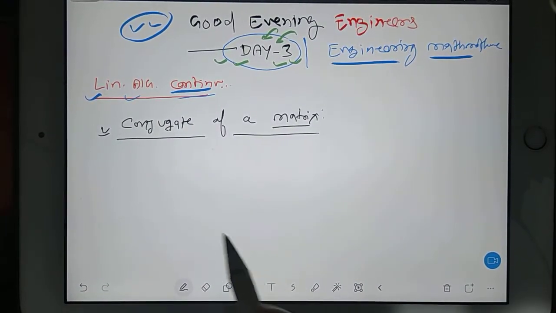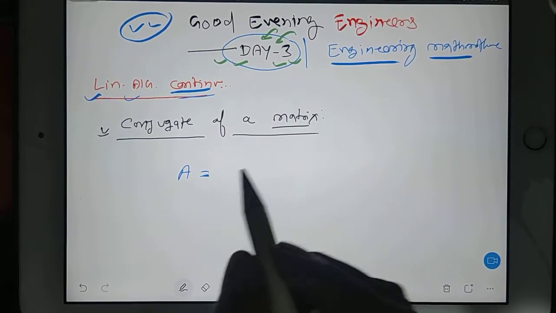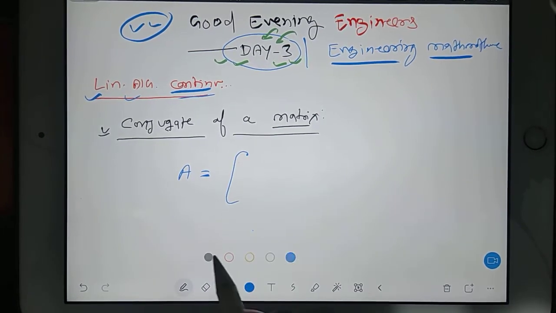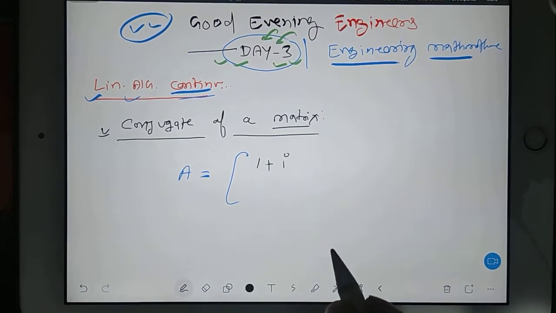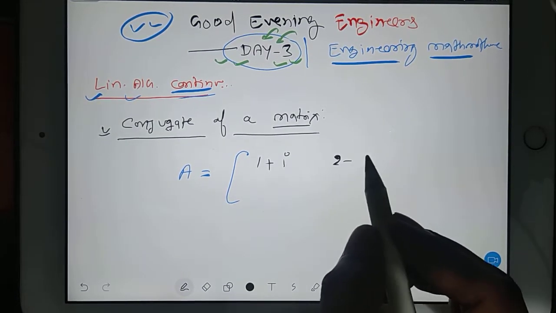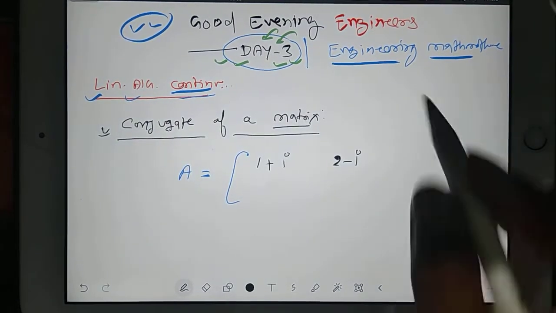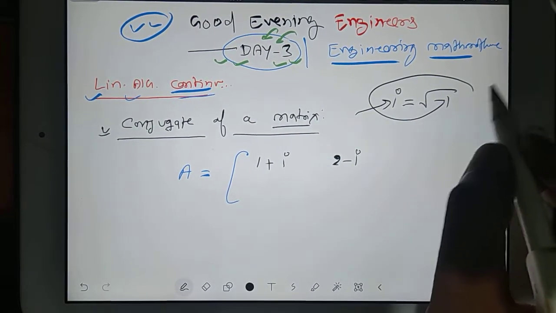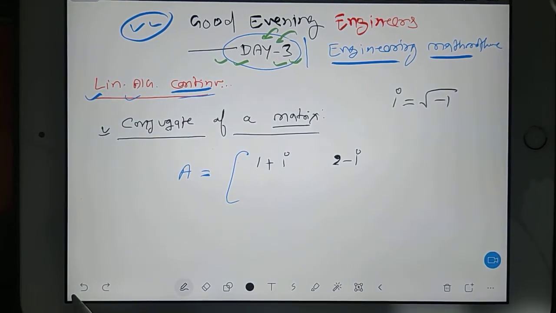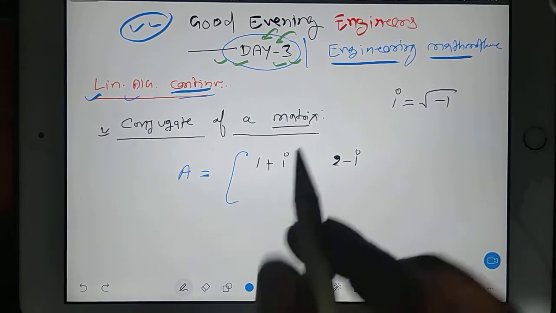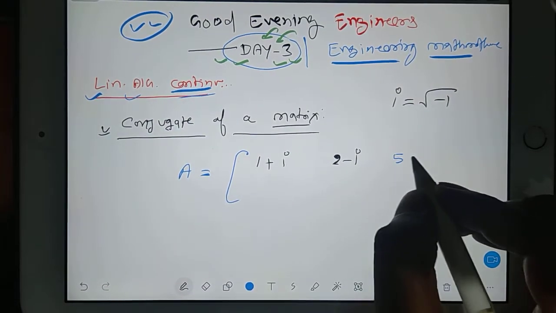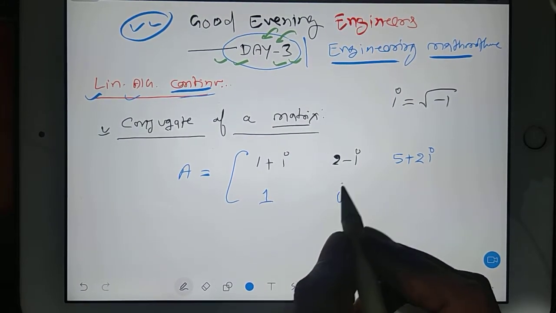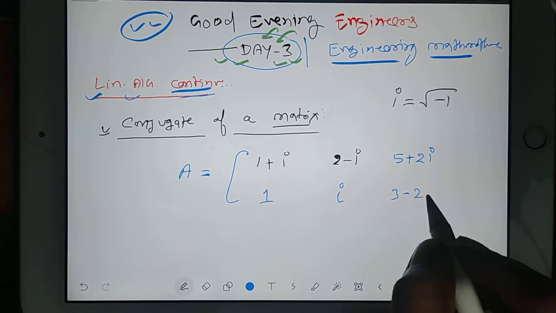What does it mean? If any matrix is given, that matrix contains complex numbers. For example, suppose 1 plus i, and suppose 2 minus i, where i is nothing but iota. You remember we used to have i equal to under root minus 1. This i is the symbol for under root minus 1. This represents an imaginary number. And suppose I put here 5 plus 2i, anything. And here I am putting simply i, and here 3 minus 2i, anything.